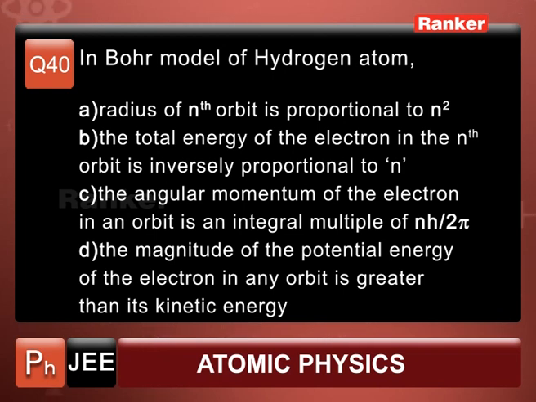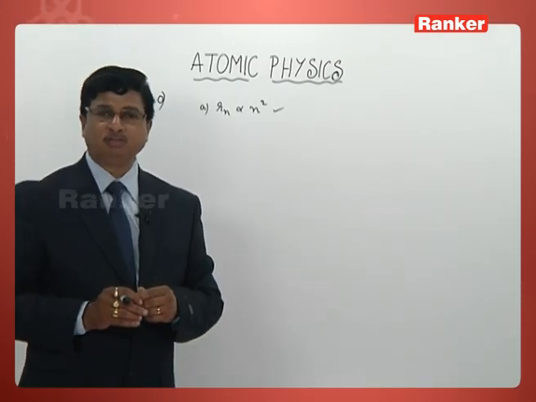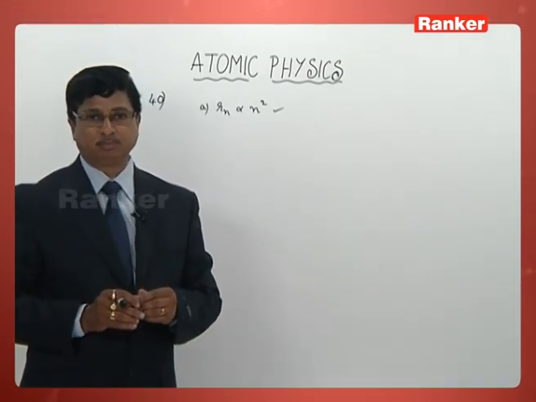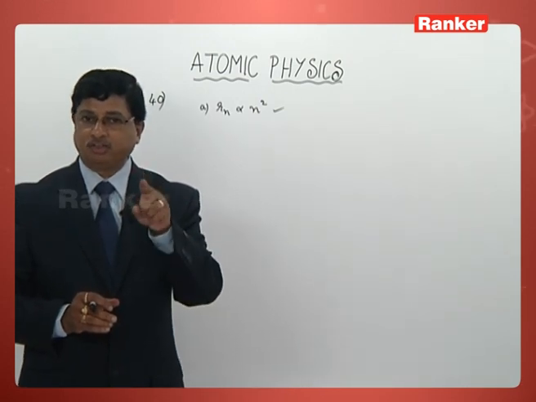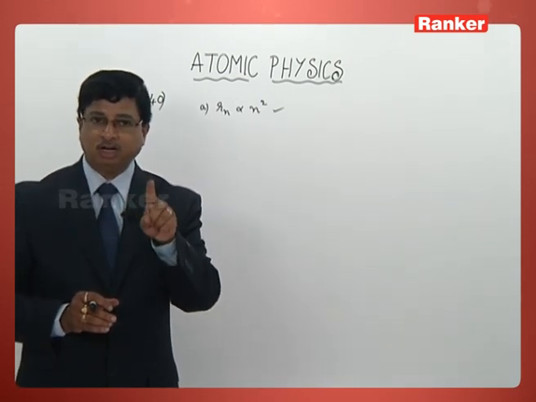What about the second option? The total energy of the electron in the nth orbit is inversely proportional to n. In fact, we all know that one very well. Energy is not inversely proportional to n over there. This is not a correct statement. You all can identify that directly.